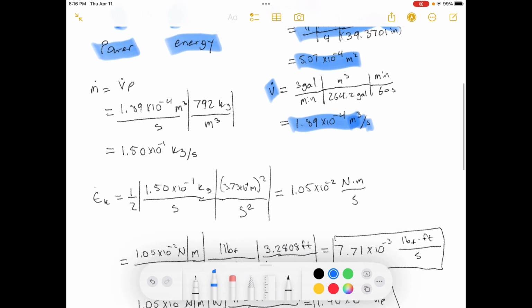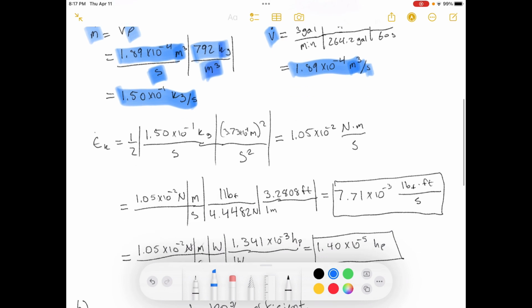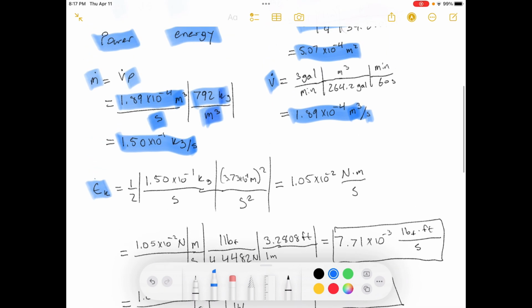Then we need to calculate our mass flow rate. To do that, we need to know the density of methanol, which you can just look up in the back of your book. We use our volumetric flow rate, the volumes cancel out, and you get a mass flow rate. And we have our kinetic energy here. Let's start calculating that: one half times our mass flow rate times our velocity squared.